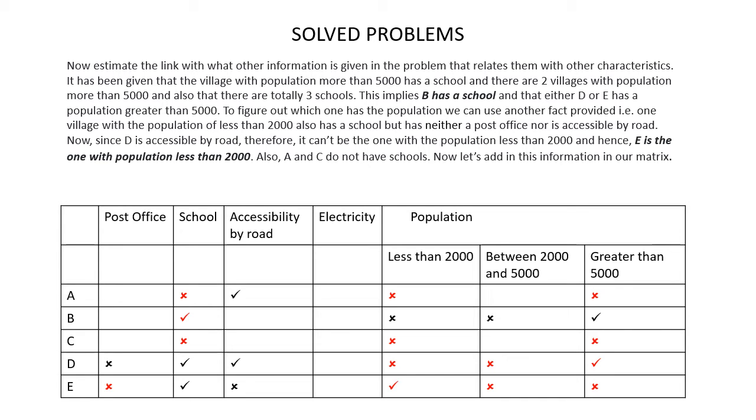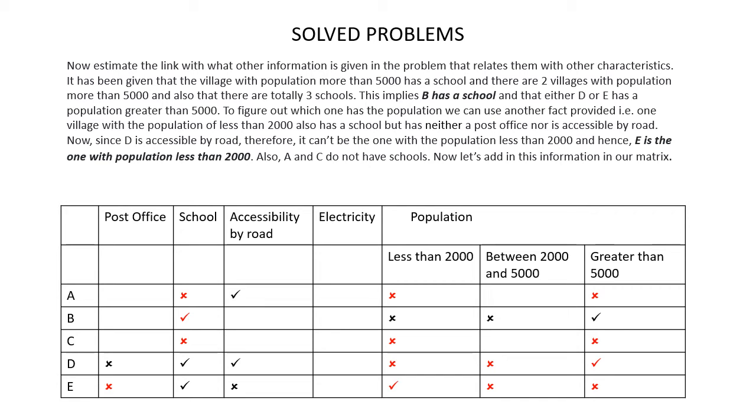Now, since there are only three schools, we know that B, D, and E have schools. So put a cross mark for A and C. This means that A and C do not have schools.